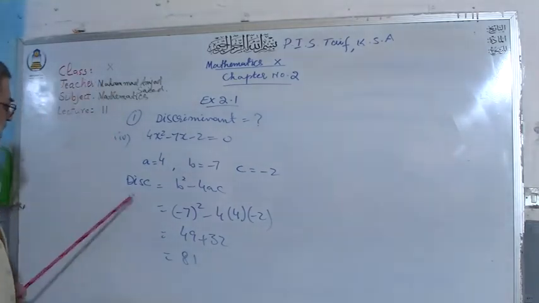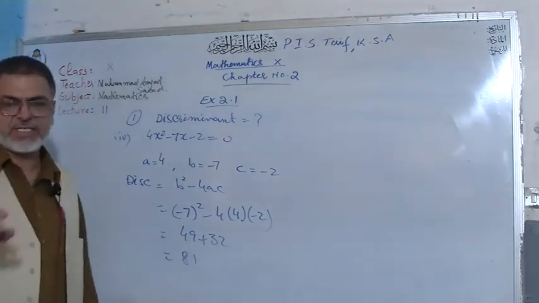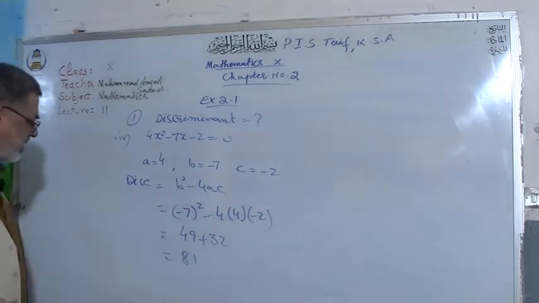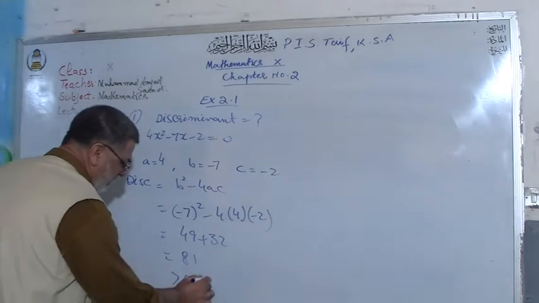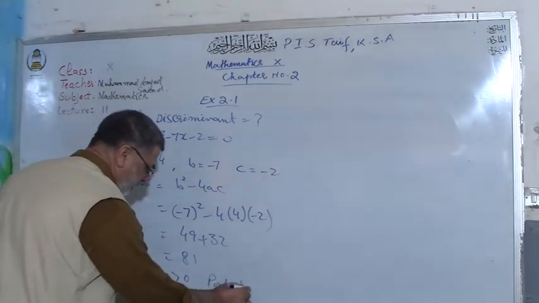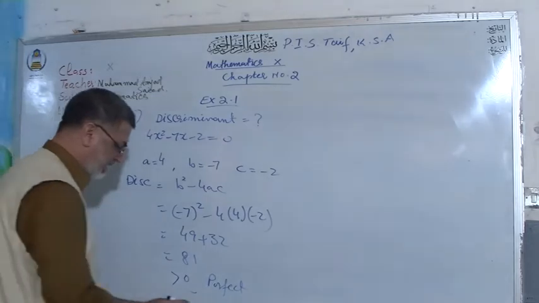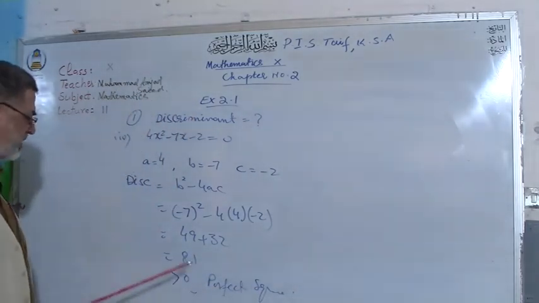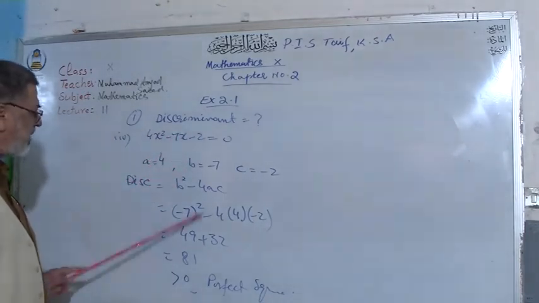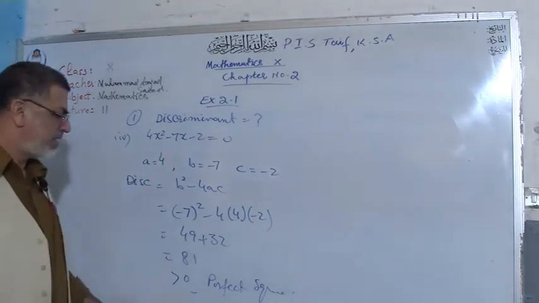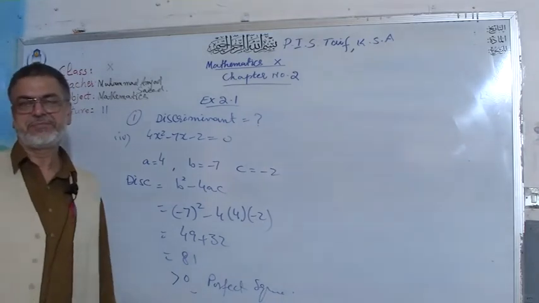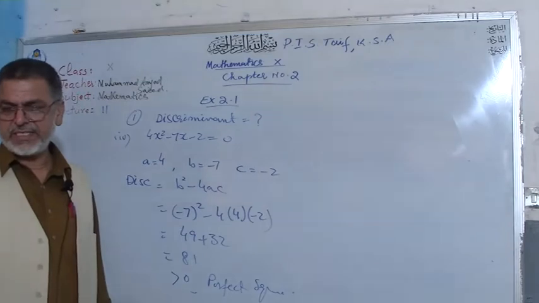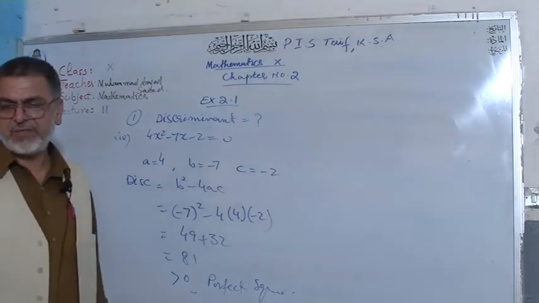So dear students, you can check this is equal to 81. What do you suggest about the nature of roots? Definitely your disc is greater than 0 and perfect square, because 81 is 9 square. So what you decide about the nature of roots? Nature of roots of this equation is rational, that is real and unequal. So this is your part number 4.